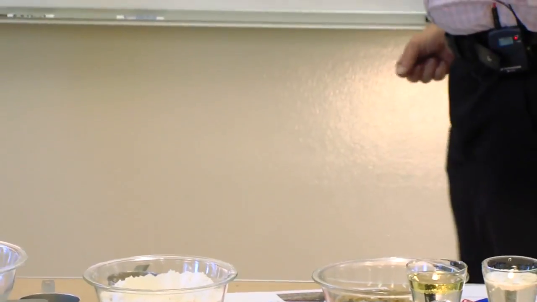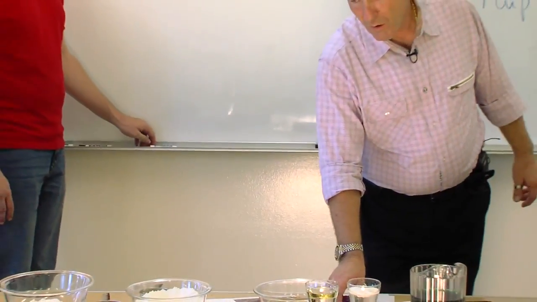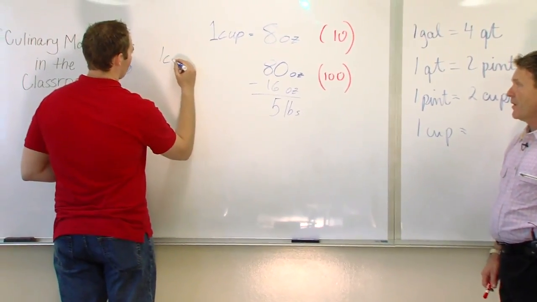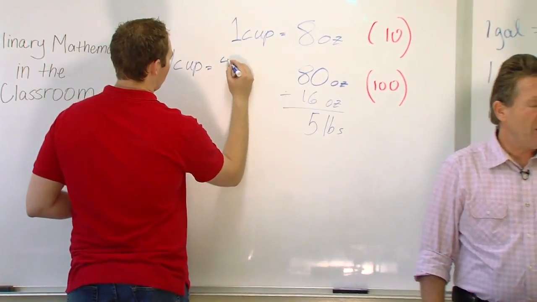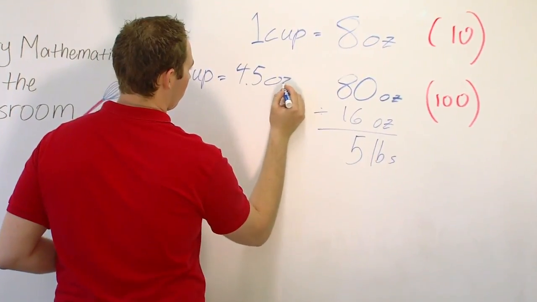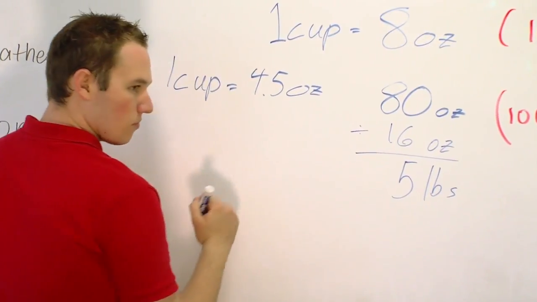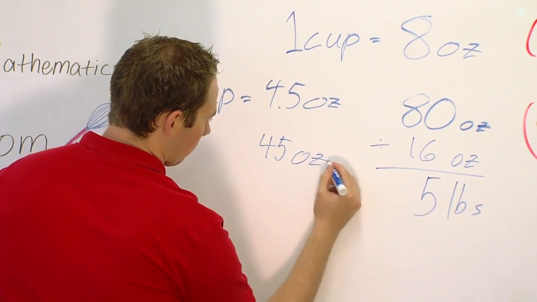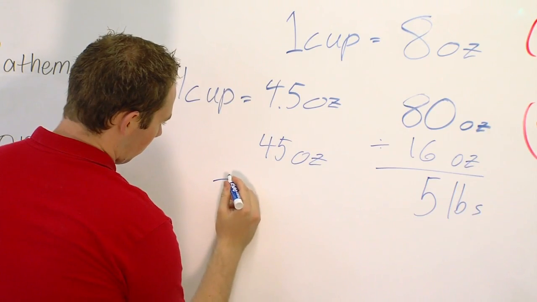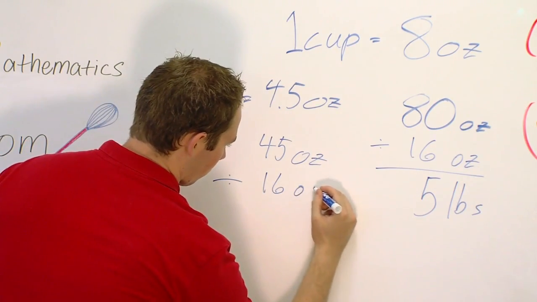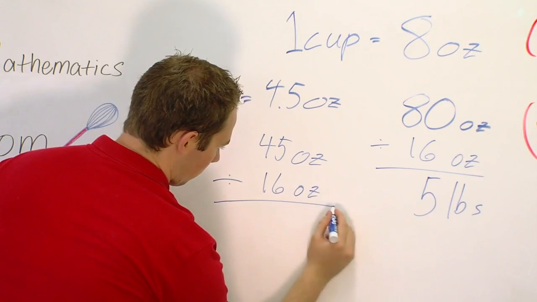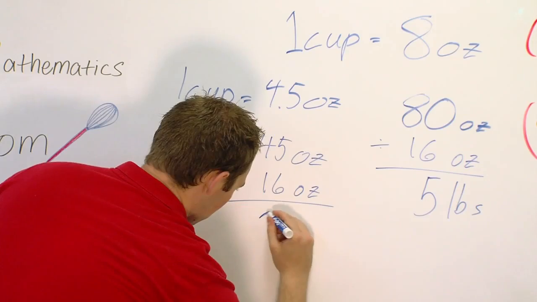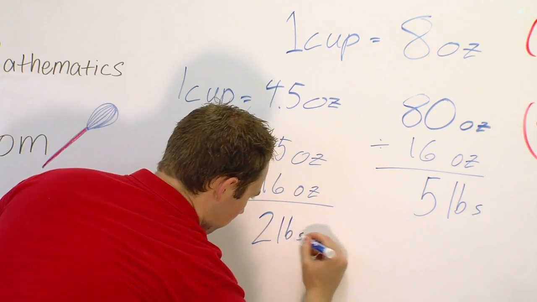So let's do the calculation. If 1 cup of flour equals 4.5 ounces, then if we multiply this by 10, remember we're making 10 times the cookies, so 4.5 times 10 equals 45 ounces. Now, remember we said there's 16 ounces in a pound. So if we divide that by 16, we have 16, 32, right? That's 2 pounds, leaves us with 13. That gives us 2 pounds and 13 ounces of total weight.